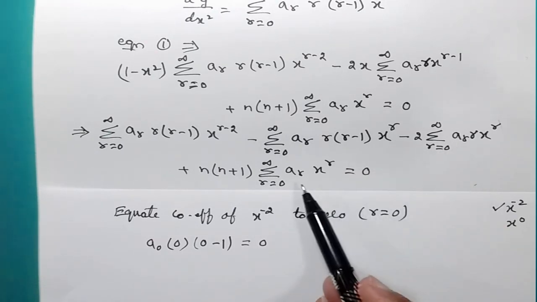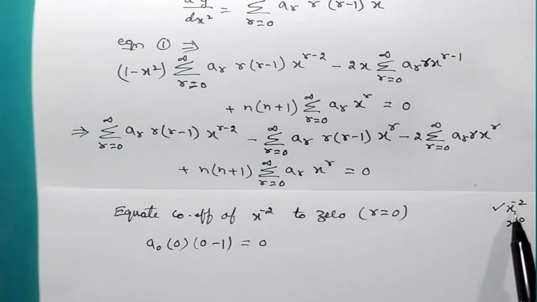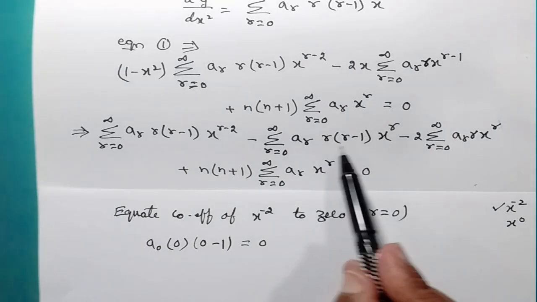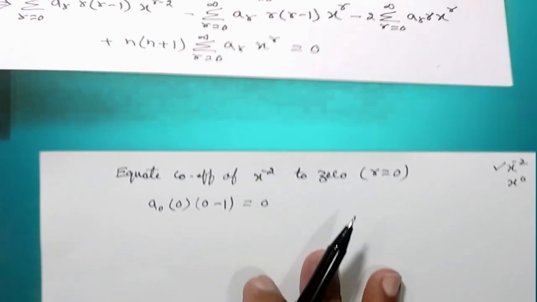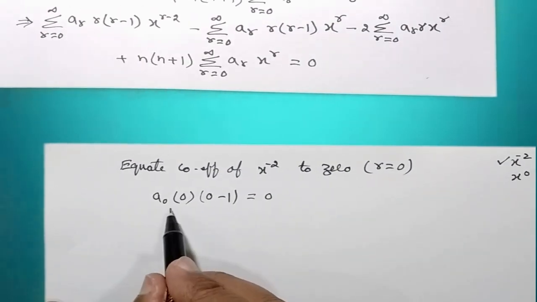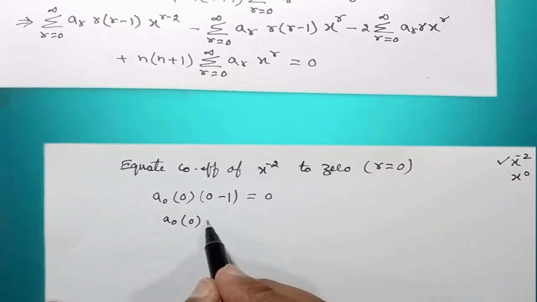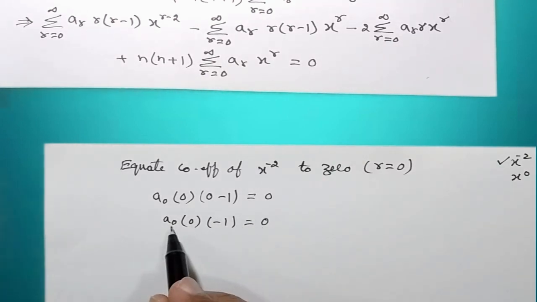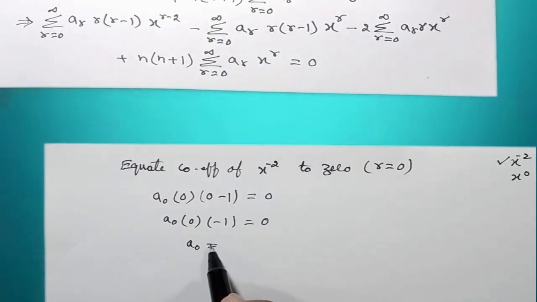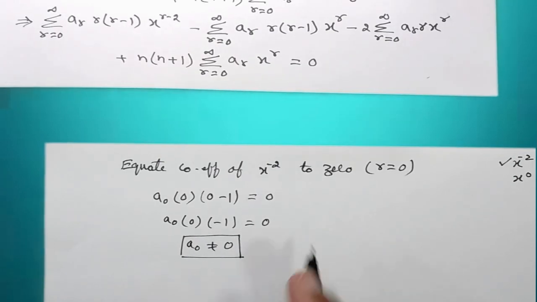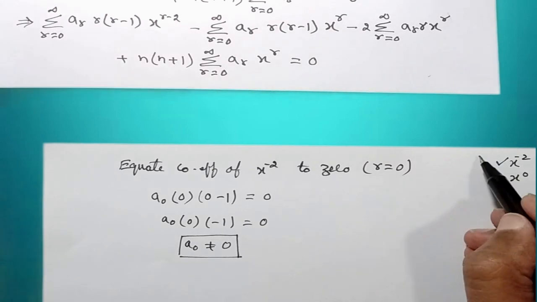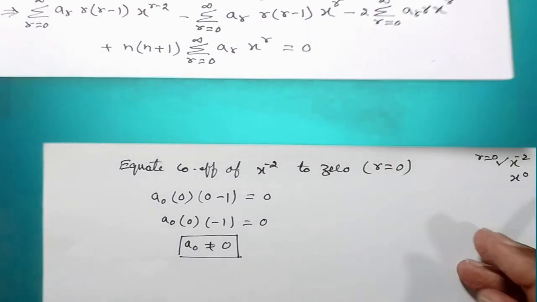The second, third and fourth term contains x power of 0. It does not contain x power of minus 2. Therefore, I will not be taking the other three terms. Now if you try to observe this expression here, this is 0, a0, this is 0, and this is minus of 1 is equals to 0. So 0 into anything will be 0. So 0 is already there. So therefore a0 need not be equals to 0. So x power of minus 2 have you equated by taking r as 0 in this case.